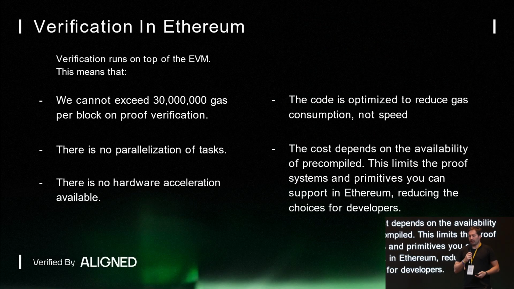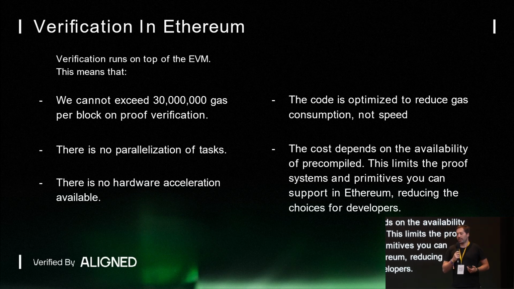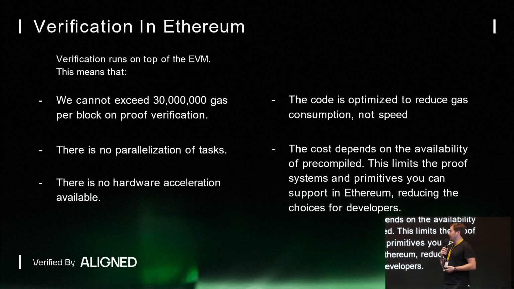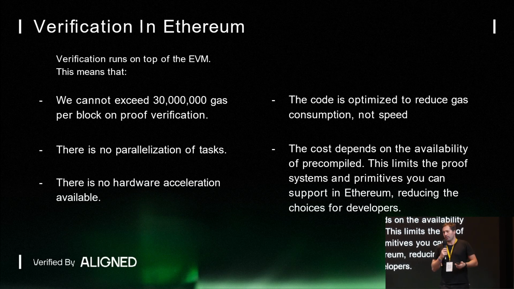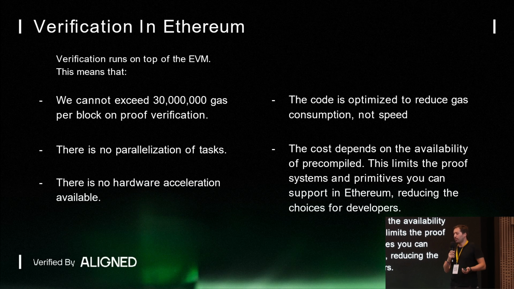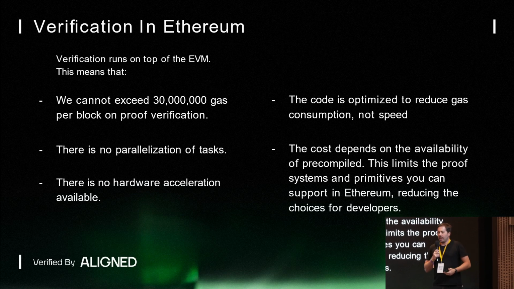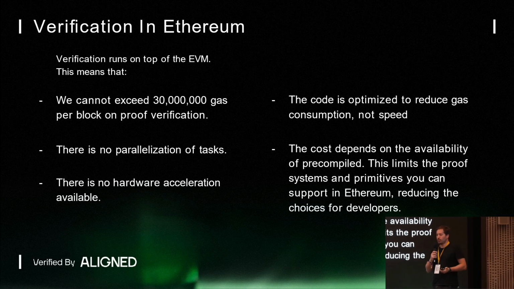But the problem with this and what we are facing right now is that verification on top of Ethereum is super expensive because, first, we cannot exceed 30 million gas per block on proof verification, which more or less translates to you cannot verify more than 10 proofs per second. And so if we want to make this something massive, of course, with 10 proofs per second, we are not going very far. We cannot parallelize, we cannot use hardware acceleration, and besides, we have to code for a metric which is gas consumption and not speed. And also the cost depends on the existence of precompiles, so that limits the amount of choices that we have.